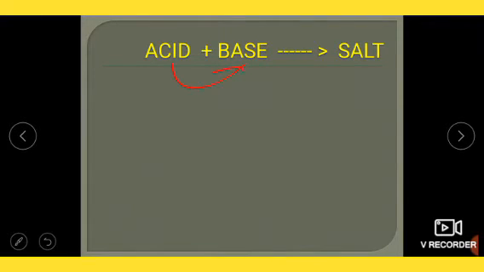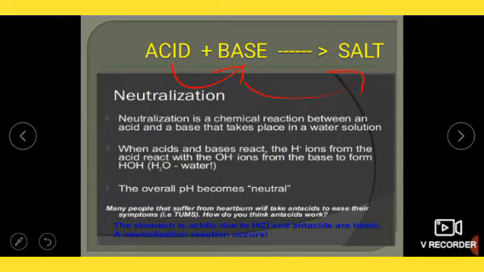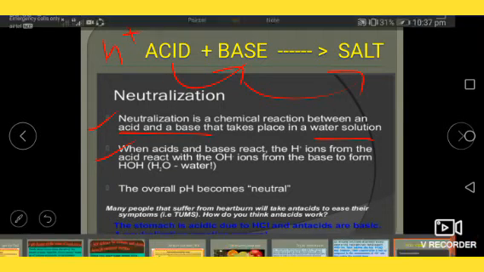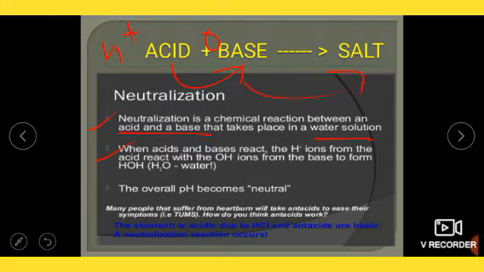Now we understood that acid reacts with base, becoming a neutral salt. So let's understand neutralization. It is the chemical reaction between an acid and a base, very simple, and it takes place in a water solution. When acid and base react, the H+ ion from the acid reacts with the OH- ion from the base to form H2O, water. It means acid carries H+ ion, and base carries OH- ion. So when these two react, it will form salt plus H2O. Basically the ionization of H2O gives us H+ and OH- ion. The overall pH becomes neutral.